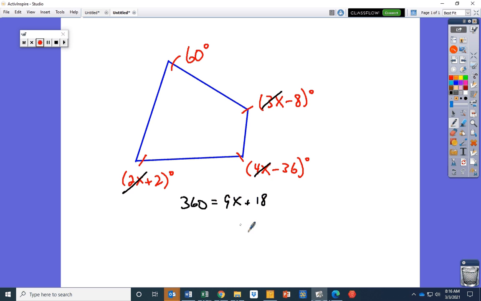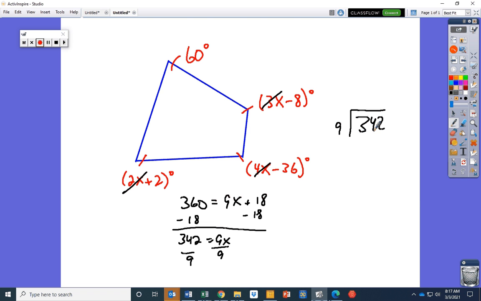Okay, good. What's my next step, to get rid of what? Minus 18 and minus 18. What is 360 minus 18? 342 equals 9x. Well, I got to divide by 9 here. I don't know what 342 divided by 9 is, so I'm going to do this the old-fashioned way. How many 9s go into 34? 3. And what is that? What's 34 minus 27? How many 9s go into 72? So what's x equal? Degrees? No, just x equals 38.